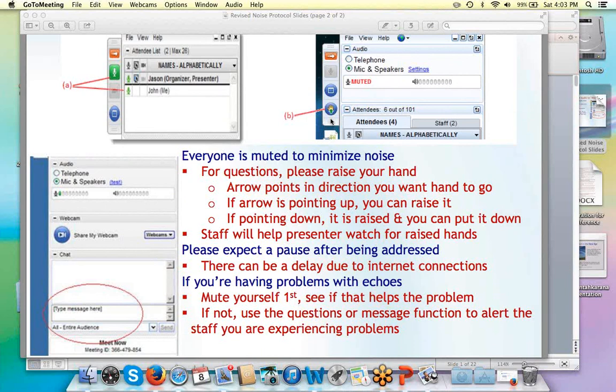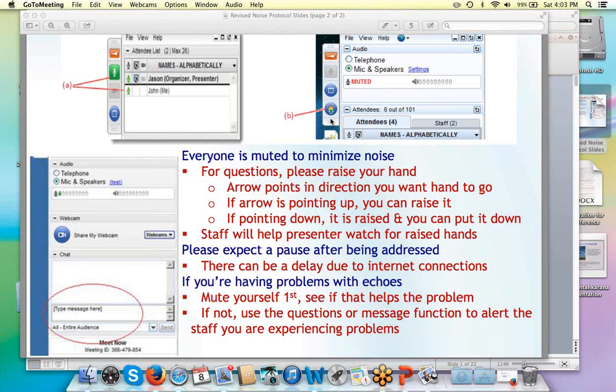and then all you have to do is speak. There can be a delay due to internet connections, and if and when we turn everybody on, in other words, we take the mute off, we ask everyone to self-mute themselves so that, again, we don't hear all the noise. And then you unmute yourself when you're ready to speak.